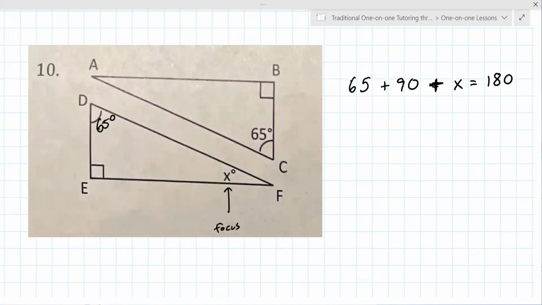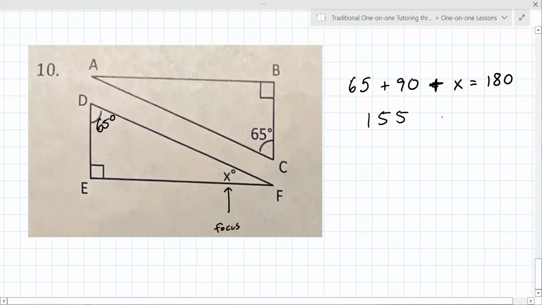All right, so you need to solve for X. How are you going to do that? You need to add 65 plus 90 and then subtract from 180. So 65 plus 90 is 155. Yeah, and you subtract from 180. Go ahead and subtract and tell me the value of X, please.